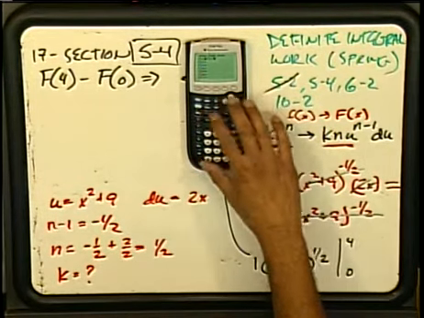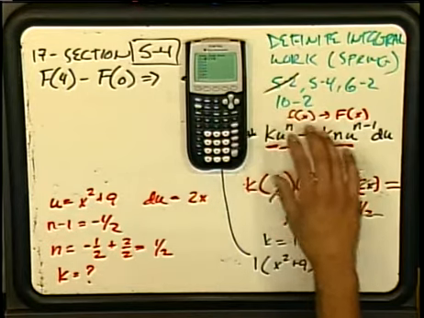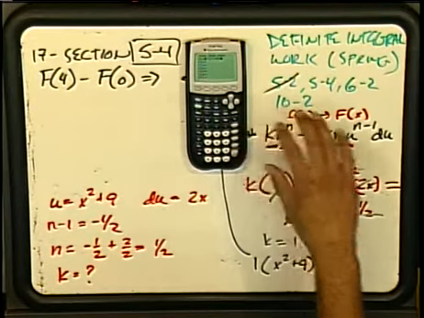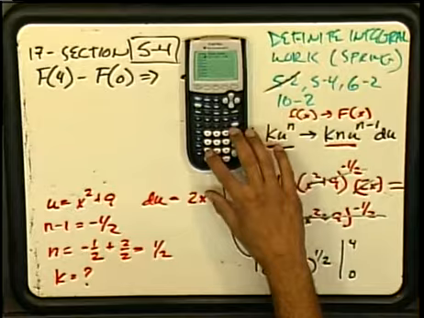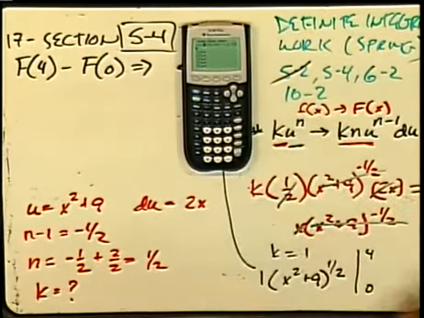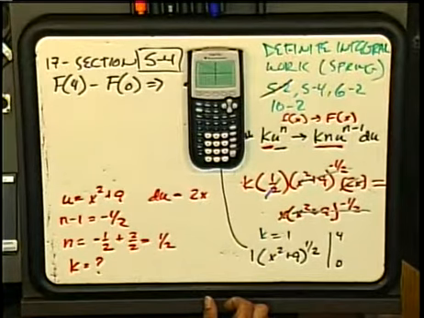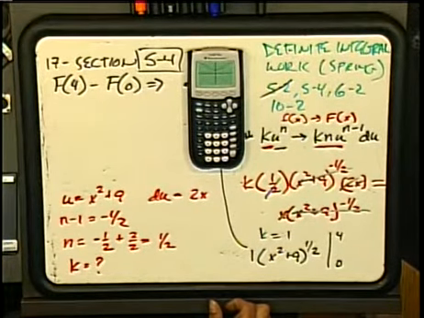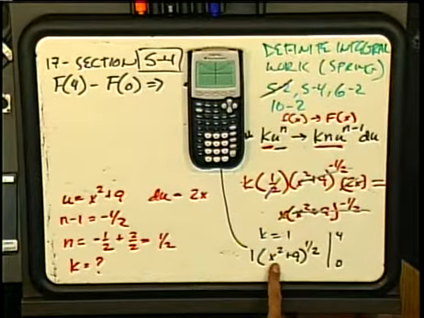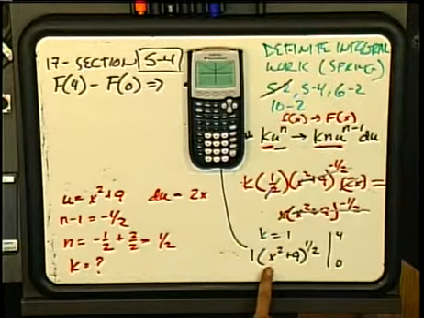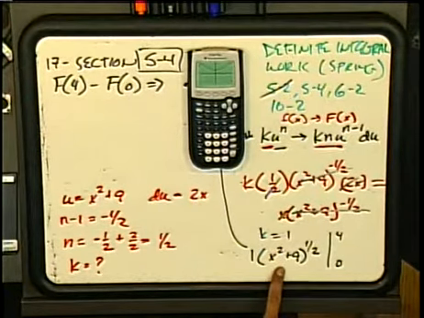X squared plus 9 to the 1/2. Graph that. X squared. Oh, it is x squared. Yeah, x squared right here. Graph this. Graph the antiderivative.